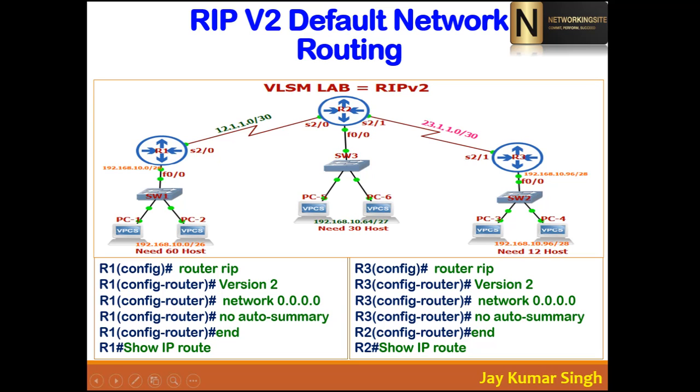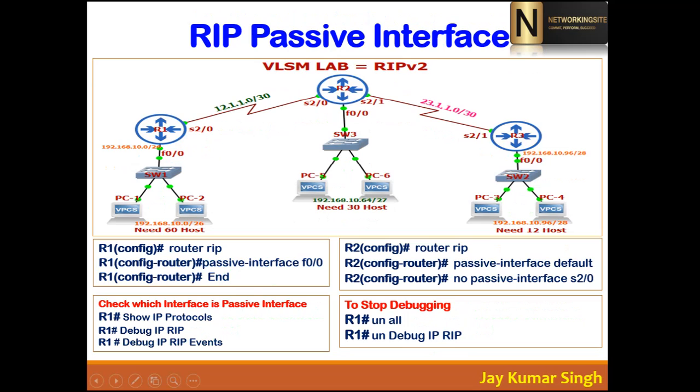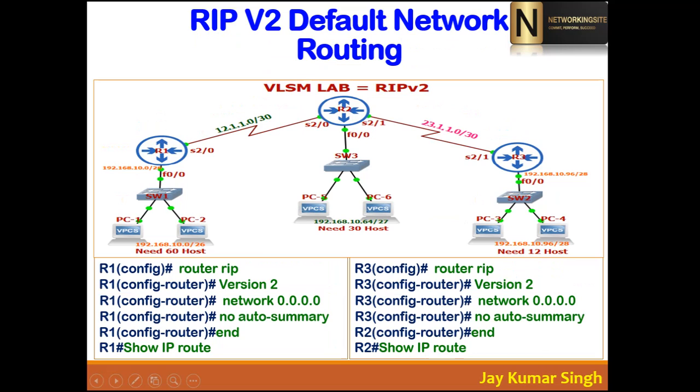Okay, guys. So last time we completed RIP passive interface in our last class. Today we are starting another RIP protocol routing, and that is RIP version 2 default network routing. So how to configure this default network routing and why we need it? Let's have the network first, and then I'll explain what is the need of this.